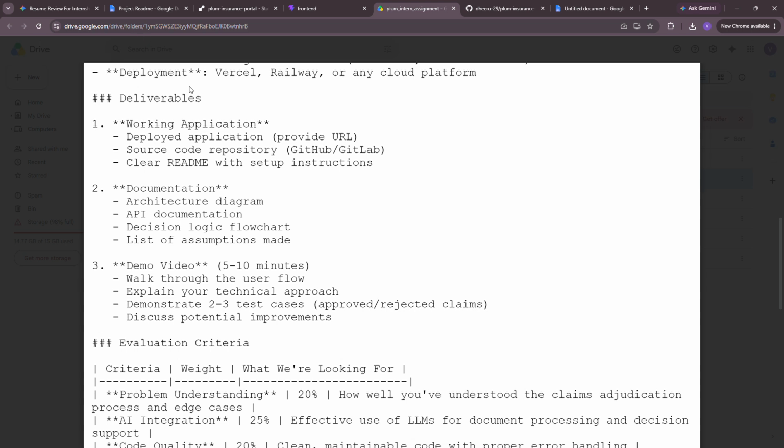Hello everyone. I'm Neeraj, and today I would be explaining the assignment given by Plum, the automated OPD claim adjudication engine.